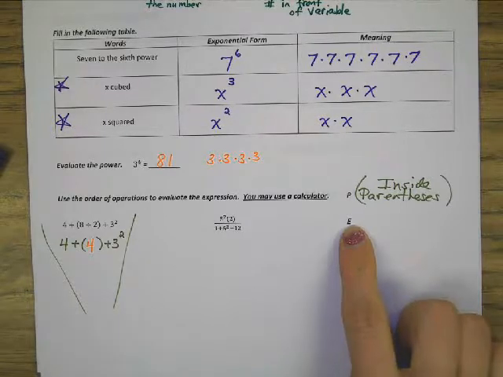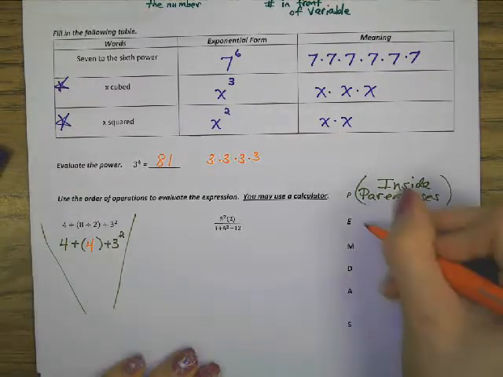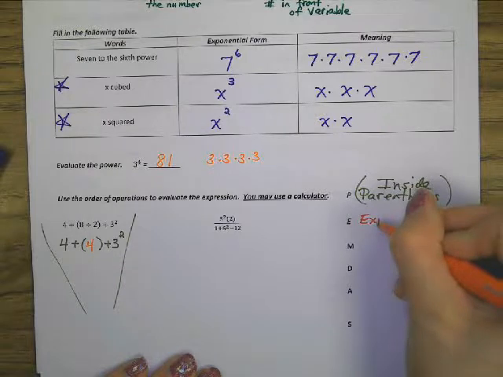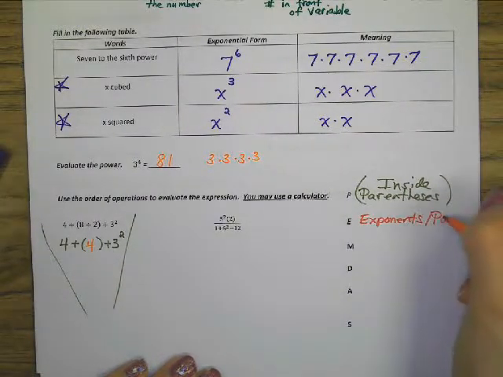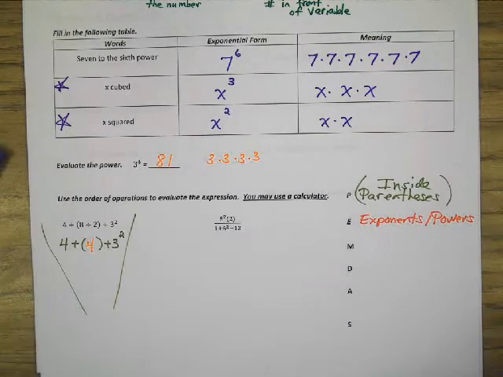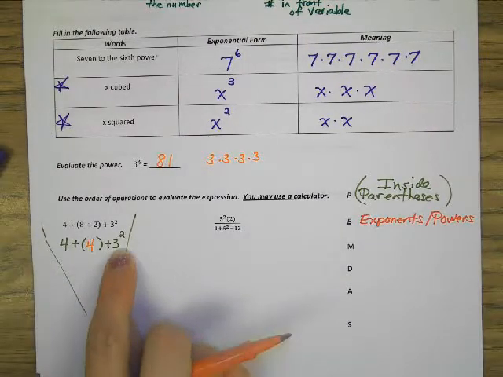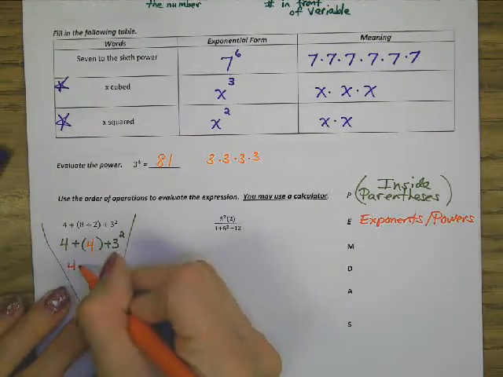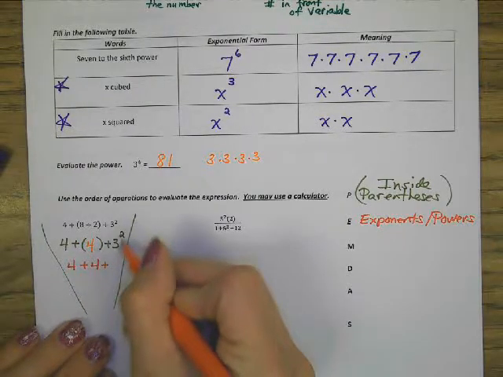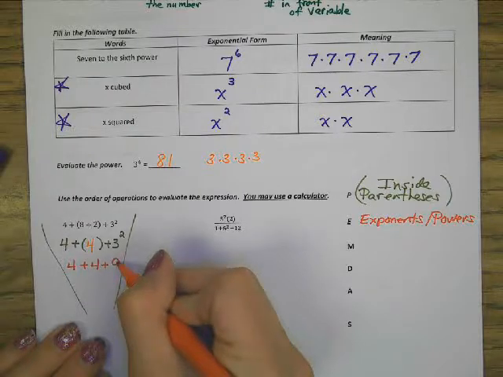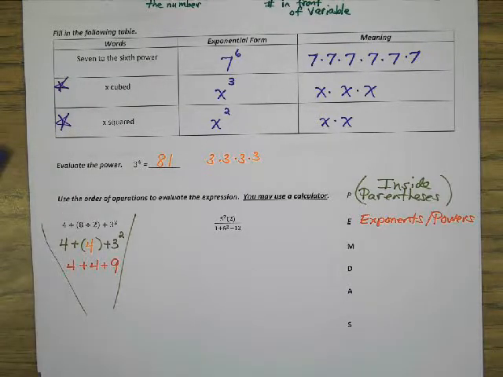Okay, now there's really nothing else inside the parentheses to do. The second thing we have is exponents. Exponents are powers. So do we have any exponents here to calculate? We do. So we're going to write down the rest of the problem. And 3 squared is 9. Okay. The next two go together.